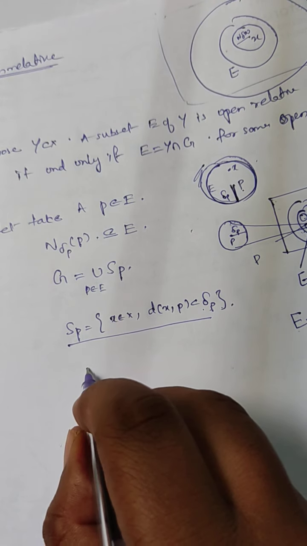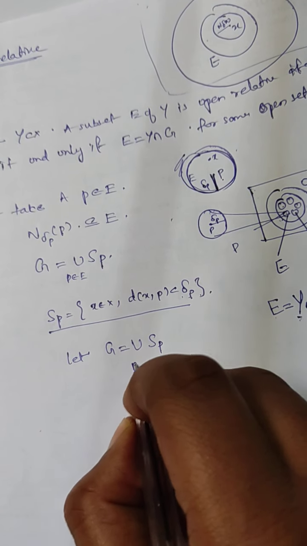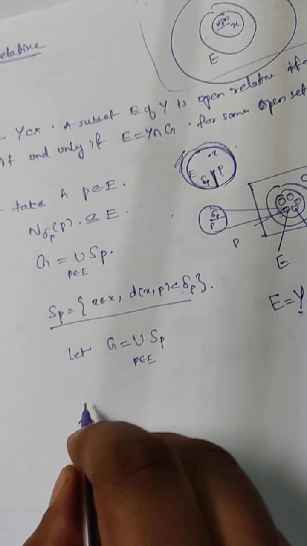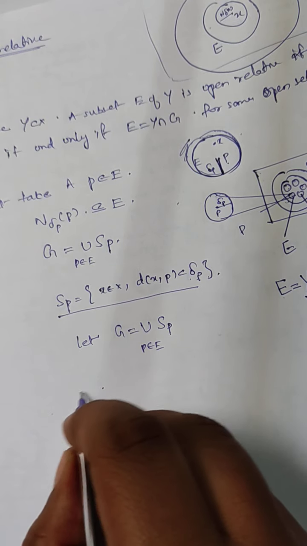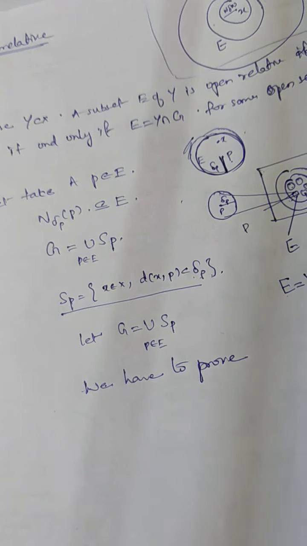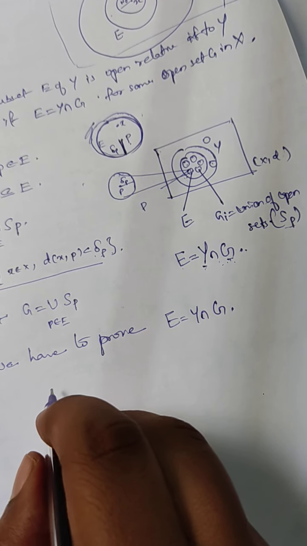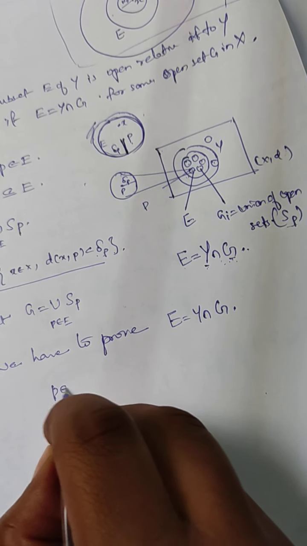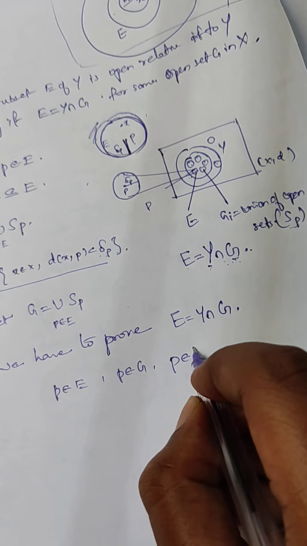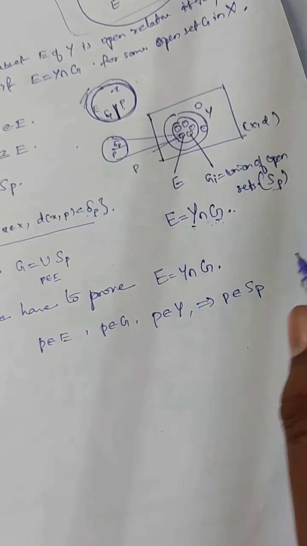Now we can say that let G be the union of the N_P's, P belongs to E. Alright, we get that union of E. Now we have to prove that E equals Y intersection G. Since we know that P belongs to E and P belongs to G, and P also belongs to Y, that implies P belongs to this set N_P.